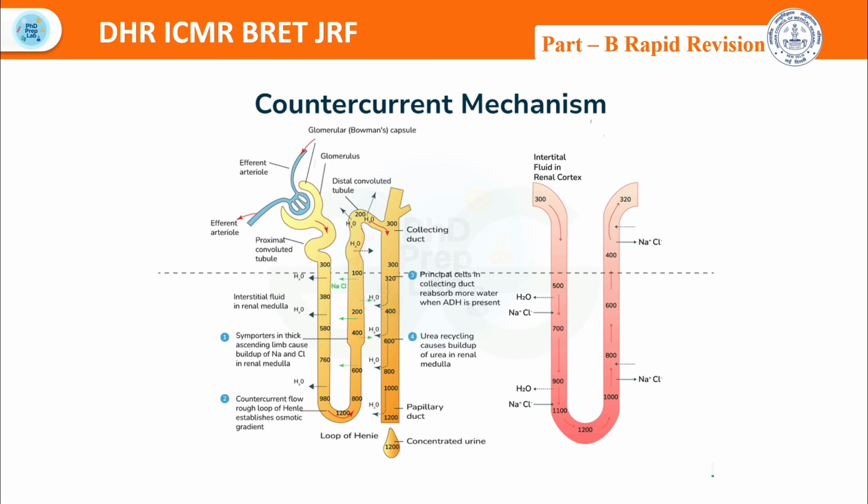which enables water reabsorption from the collecting ducts. The blood in the vasa recta flows opposite to the filtrate in the loop of Henle, and it prevents the dissipation of the medullary gradient while allowing nutrient and waste exchange. All of this leads to production of concentrated urine, and it conserves water. It maintains the electrolyte balance as well.